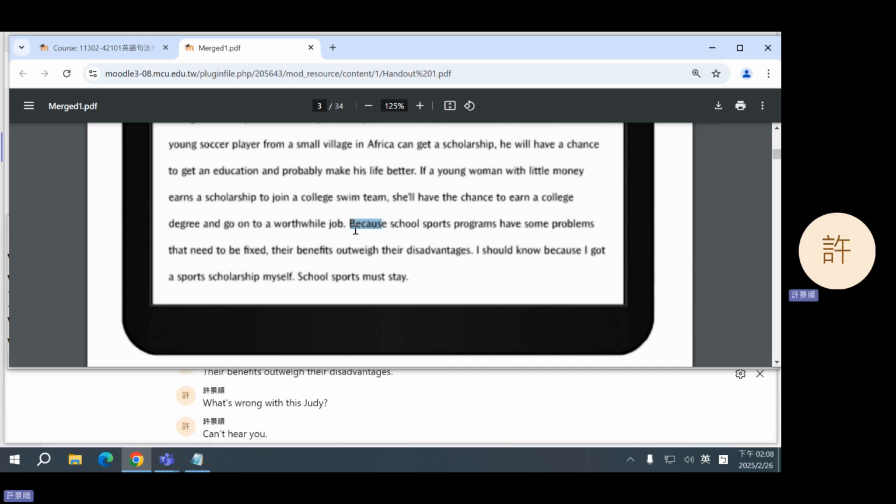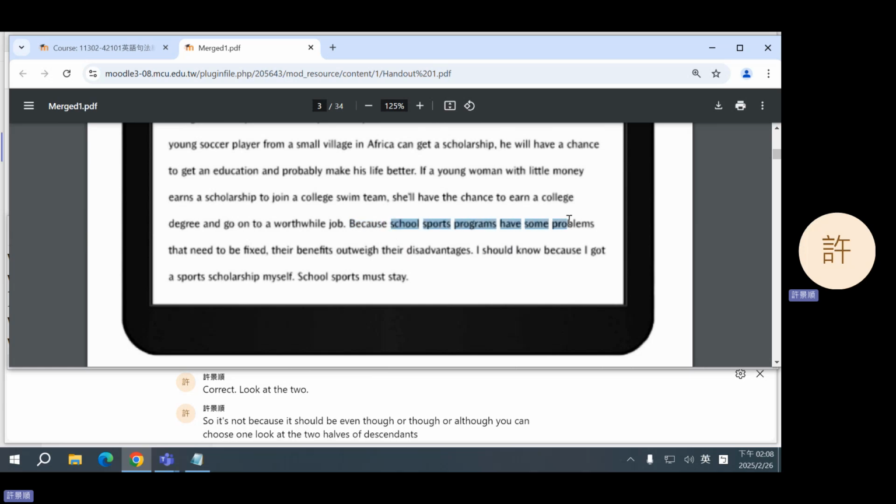So you're saying this is wrong. Correct. Look at the two halves. So it's not because. It should be even though or although. You can choose one. Look at the two halves of this sentence.